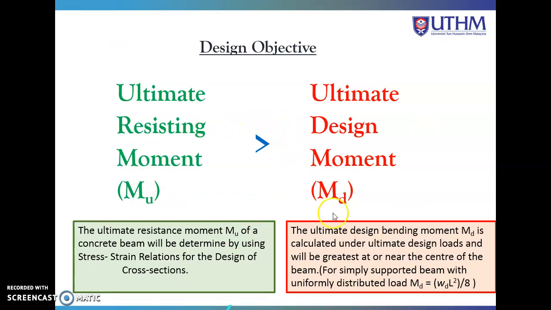singly reinforced section. On the other hand, if we get the opposite, that means we need to propose the beam as doubly reinforced, or change some of the material or the concrete grade. The ultimate resistive moment Mu will be determined by using the stress-strain relation for the design of the cross section, whereas the ultimate design moment we can calculate under the ultimate design load. For example, for a simply supported beam with uniformly distributed load, Md is equal to this equation. Alright, so this is our design objective.